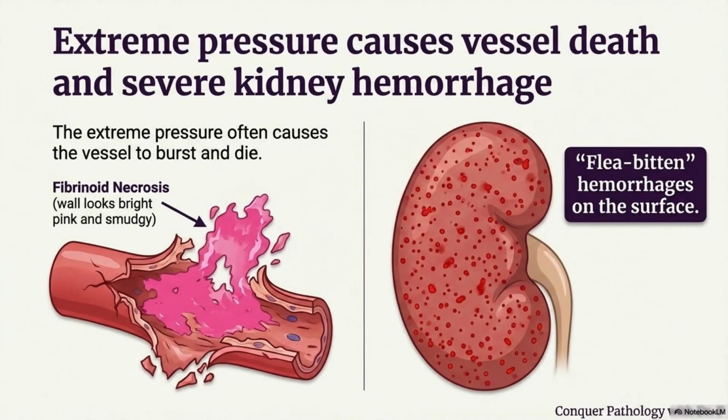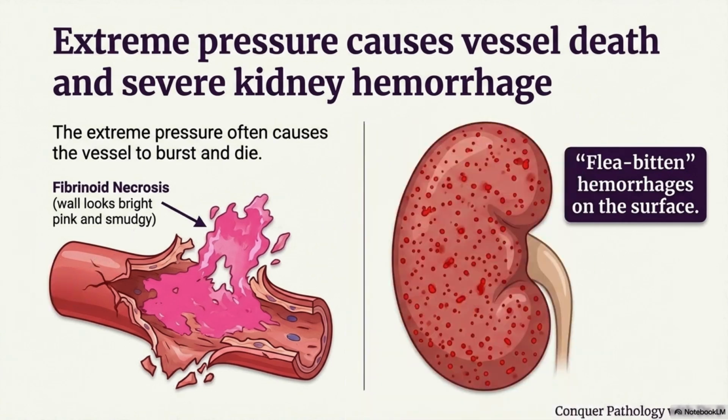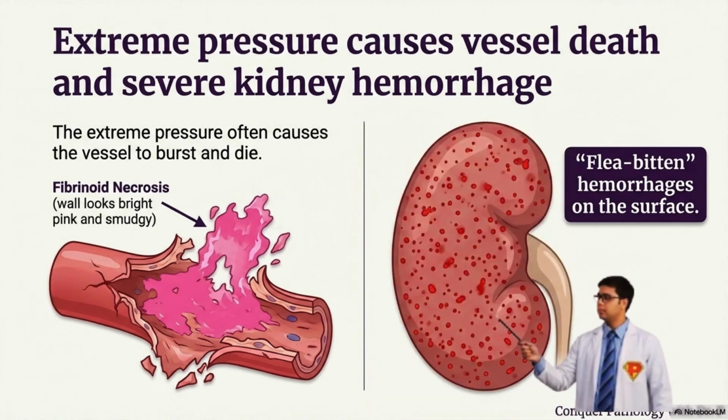Extreme pressure causes vessel death and severe kidney hemorrhage. Despite the onion skinning, the extreme pressure often causes the vessel to burst and die. When the vessel wall dies like this, we call it fibrinoid necrosis, where the wall looks bright pink and smudgy under the microscope. Grossly, on the surface of the kidney, these tiny burst vessels look like flea-bitten hemorrhages.